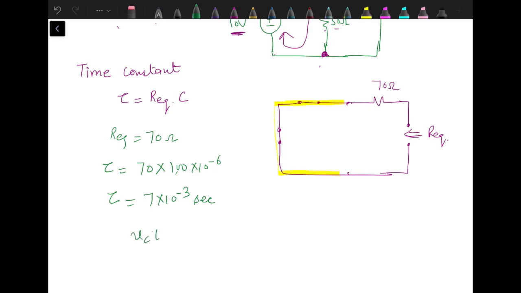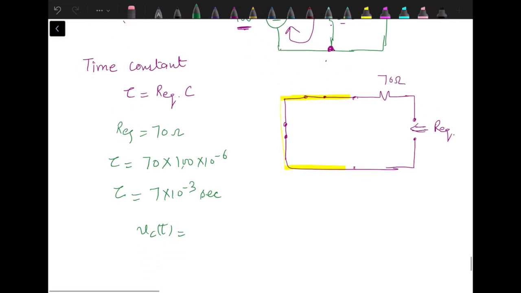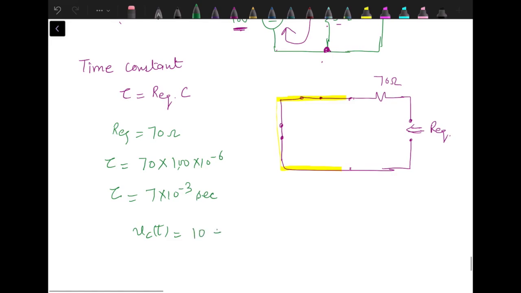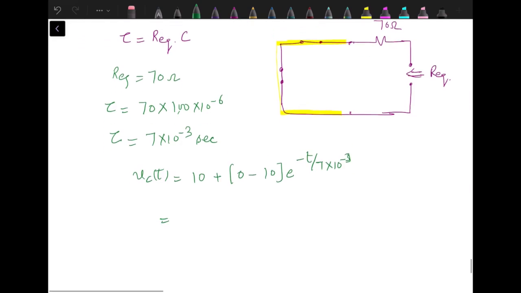So voltage across the capacitor is V infinity plus (V0 minus V infinity) into e raised to the minus t by tau, that is 7 into 10 raised to the minus 3. So this one is 10 into (1 minus e raised to the minus 1000 by 7 t). This is the value of voltage across the capacitor.